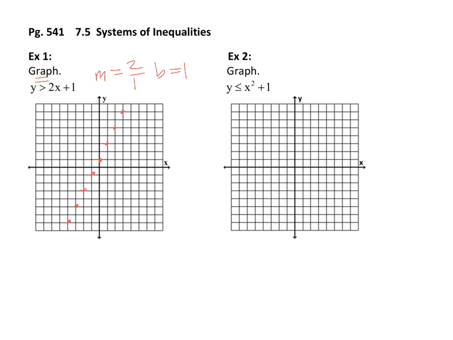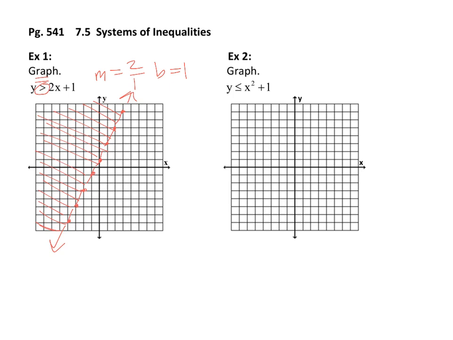Now there's two questions you have to ask yourself. Is the line solid or dashed? There's no equal sign with this inequality, so we have a dashed line. Alright, and it says y is greater than. Greater than means we shade above the graph, or on top of the points.